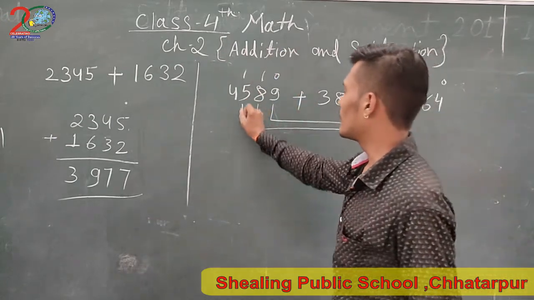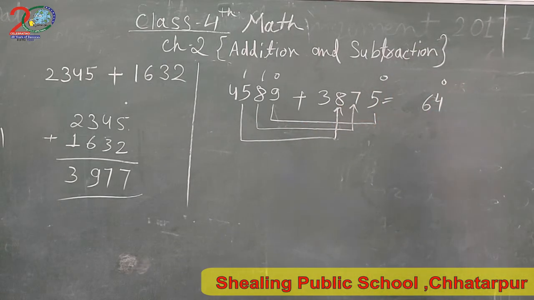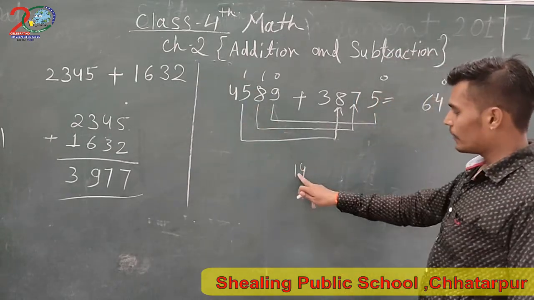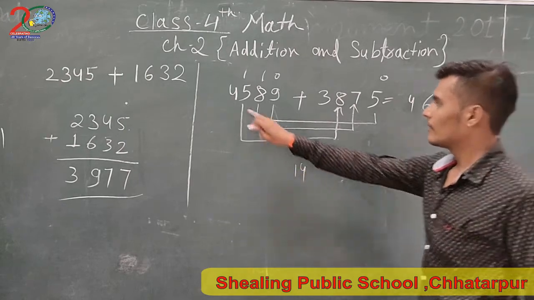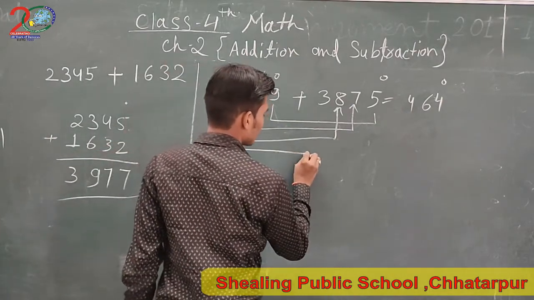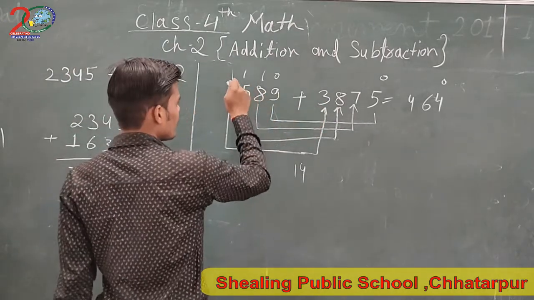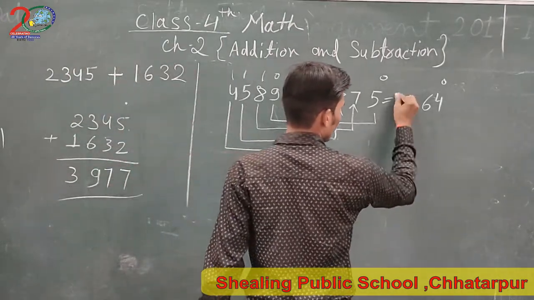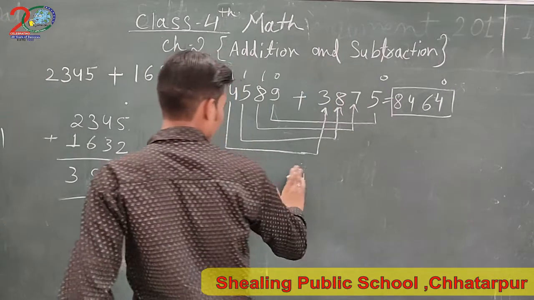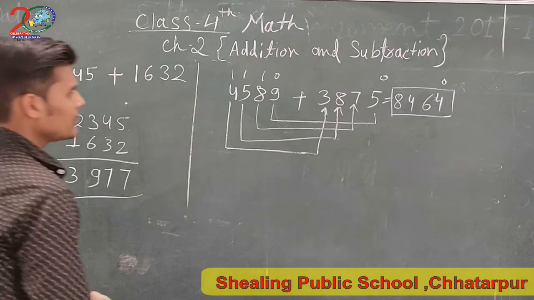Now we take the hundreds value. Here is 5 and here is 8. So 5 and 8, 13 and 1 carry. So 13, 1, 14. So we write down 4 here and 1 carry. Now the last value, thousand value. Here is 4 and here is 3. So 4 and 3, 7 and 1 carry. So 7 and 1, 8. So we put here 8. So what's our answer? It's 8464, like this.